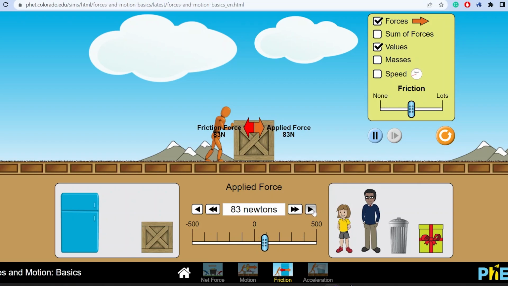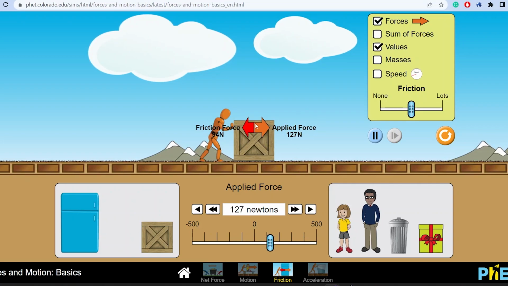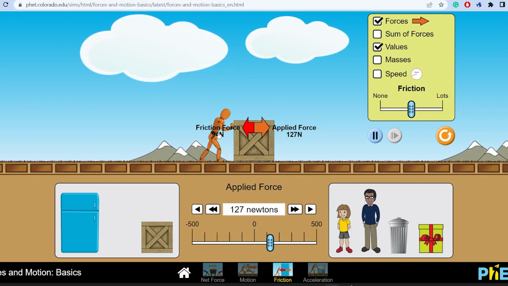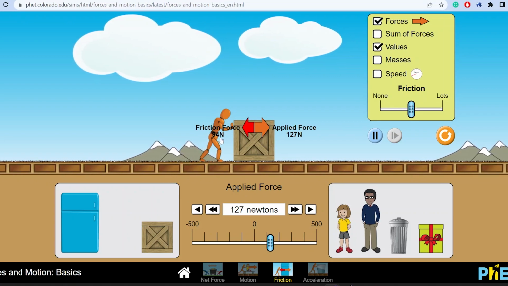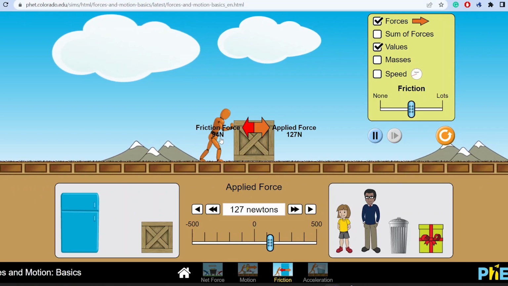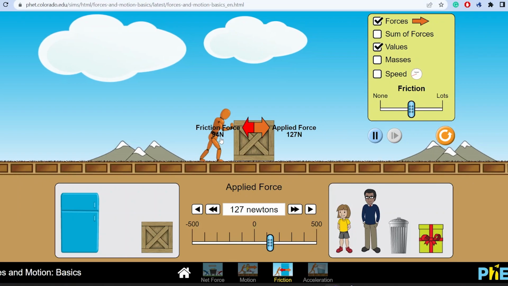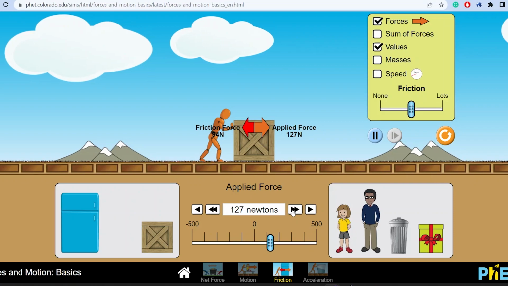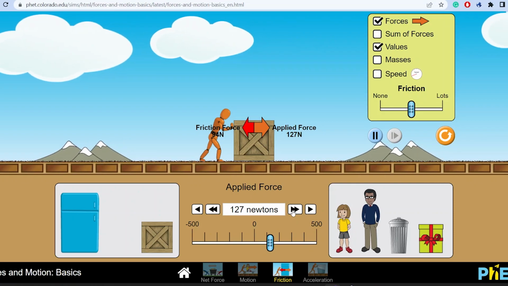So if we keep going, it's still not moving until we reach 100 and how much is it? Okay, and at 127 newtons, it starts moving. And now suddenly, as you can see, the frictional force drops all the way down to 94. Why is that? It's because now this is no longer static friction, this is kinetic friction. And this kinetic friction will always be 94 newtons, as you saw in the formula.